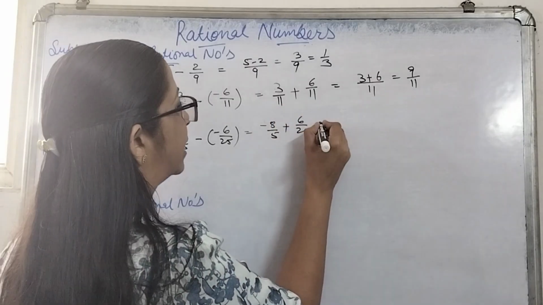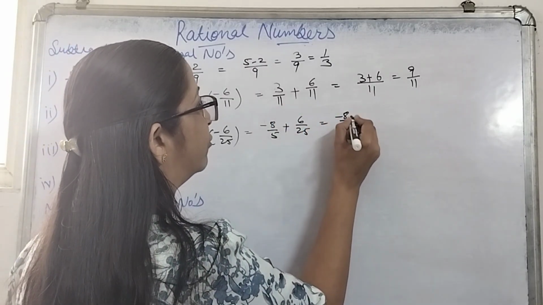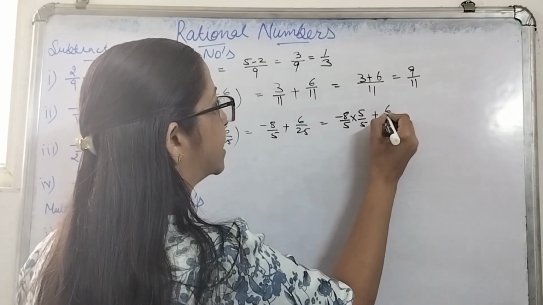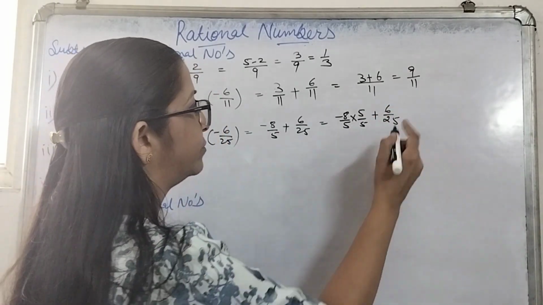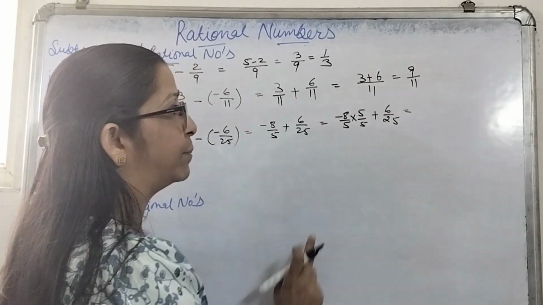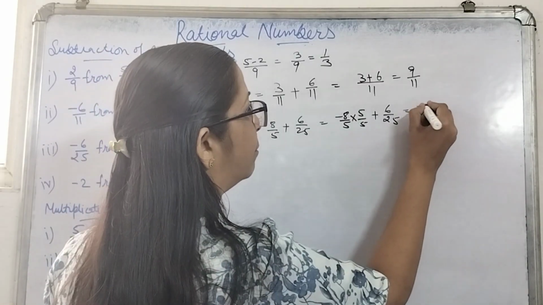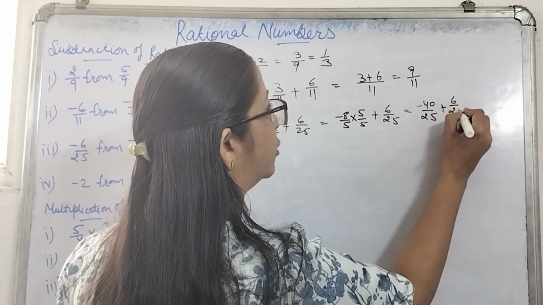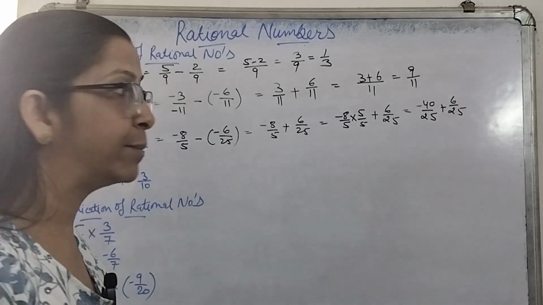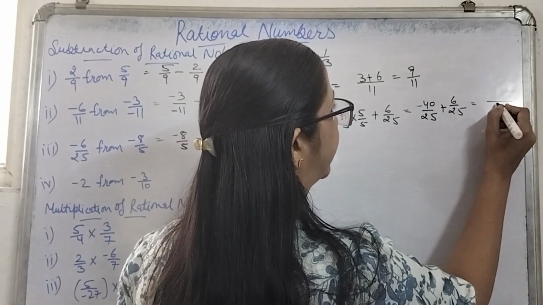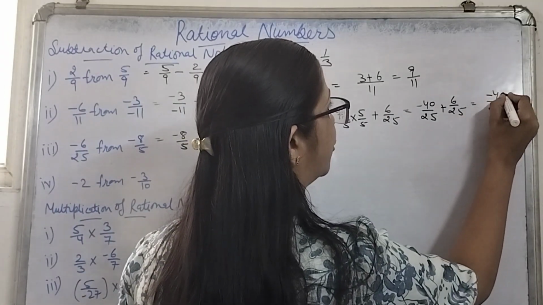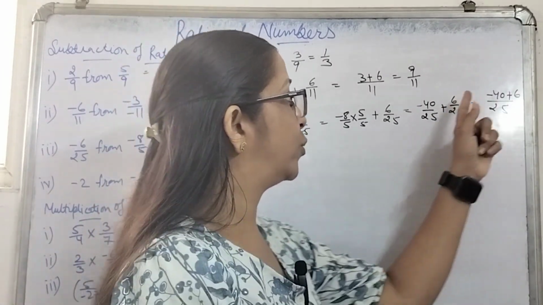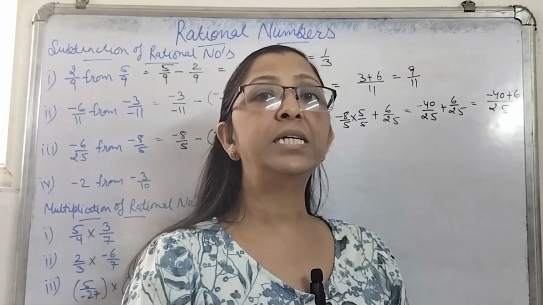So this can be written as minus 8 upon 5 multiplied by 5 and divided by 5, plus 6 upon 25. Minus 8 multiplied by 5 is minus 40 over 25, plus 6 over 25. The denominators are the same, so we keep the same denominator and minus 40 plus 6 will be the numerator. In minus 40 plus 6, one number is positive and the other number is negative.